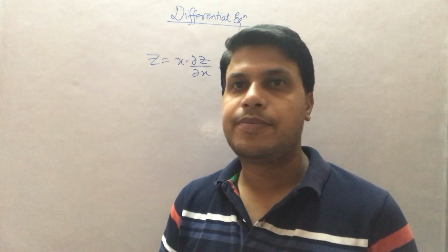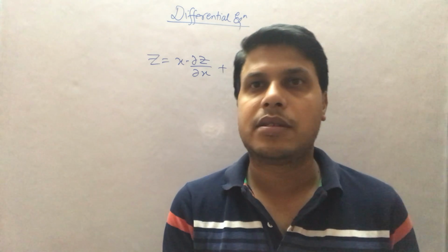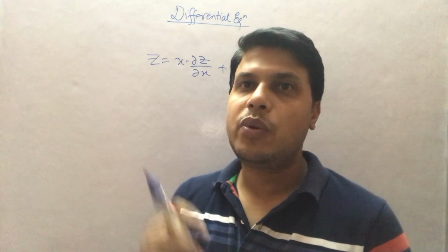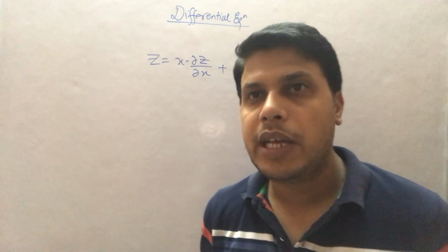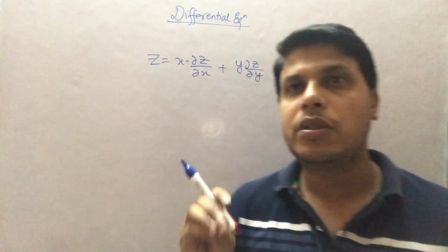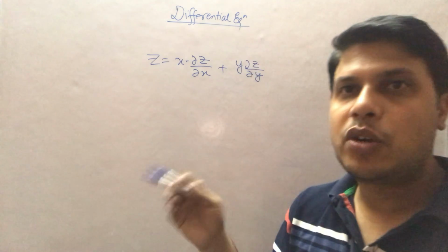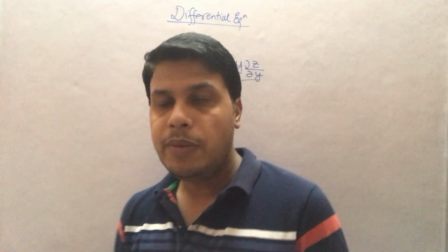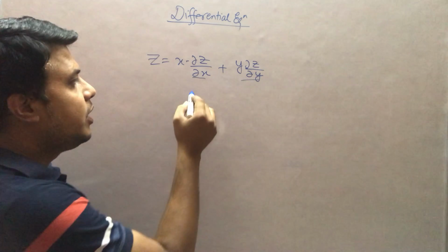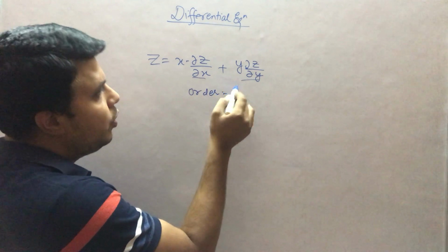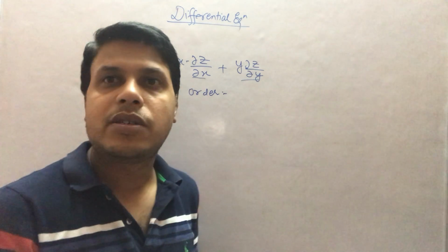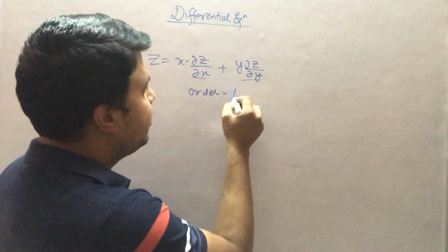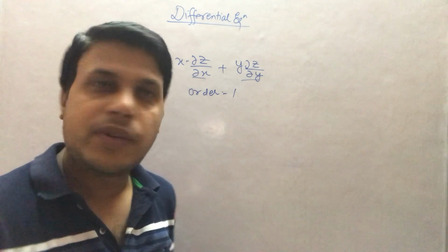So friends, as I told you just a moment ago, if we look at the order, then it is the highest order derivative. In both the terms, actually there are 3 terms, but if I talk about the derivative terms, there are only 2 derivative terms. So the order of the differential equation, you can see for any of the terms, the highest order is actually 1, or we can say the highest derivative is 1.